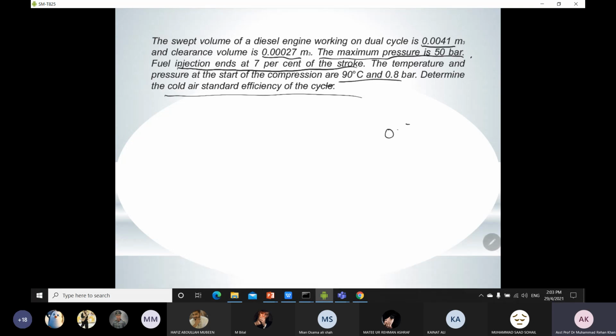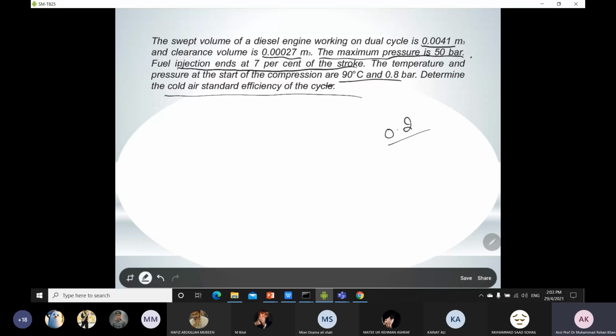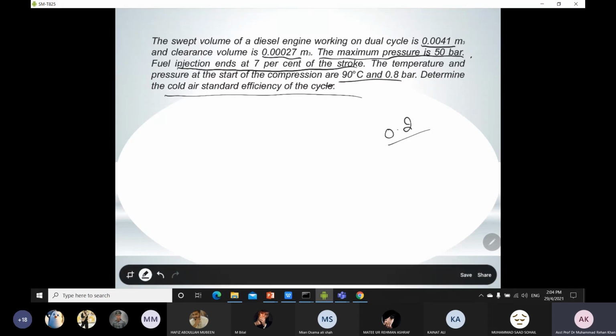And all the students will get 0.2 absolute marks if anyone sends it to me in a clear presentation.